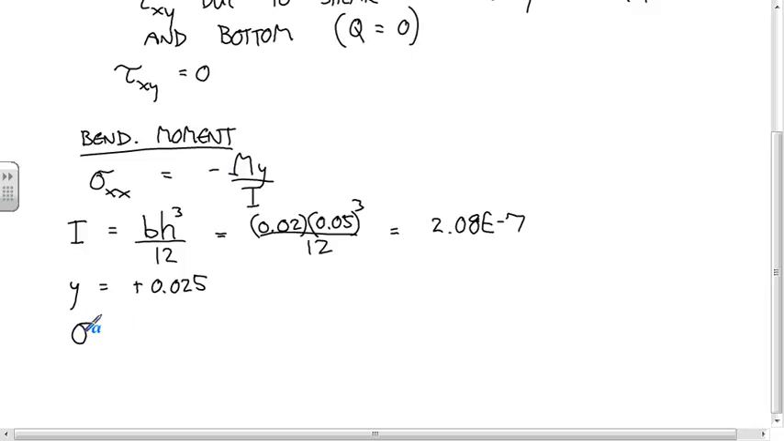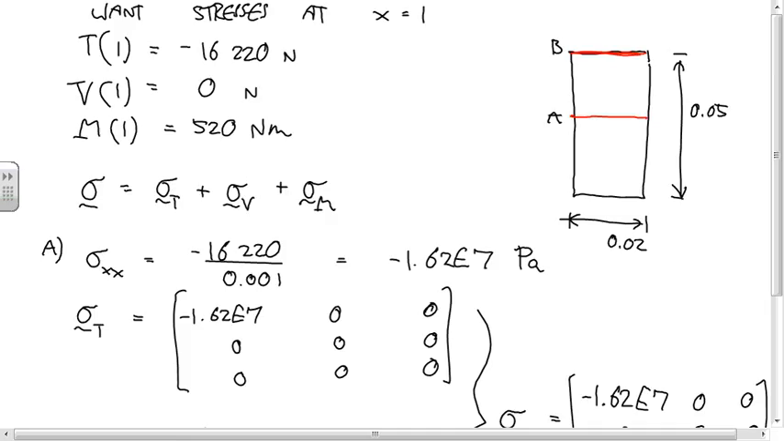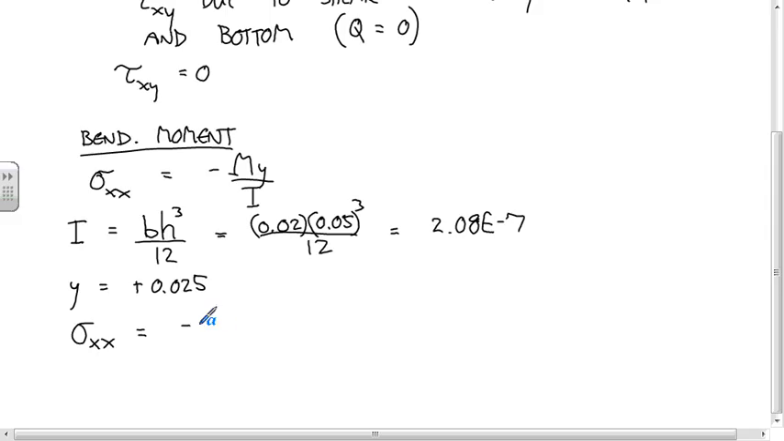So stress XX is equal to the bending moment, what was it, 520? That 2.08 would be negative, right? We can trust the sign, but that's just for I. This is just a calculation of I. So here's where the negative is going to come in. So negative 520 times positive 0.025 divided by 2.08 times 10 to the minus 7. And what do you get for that?